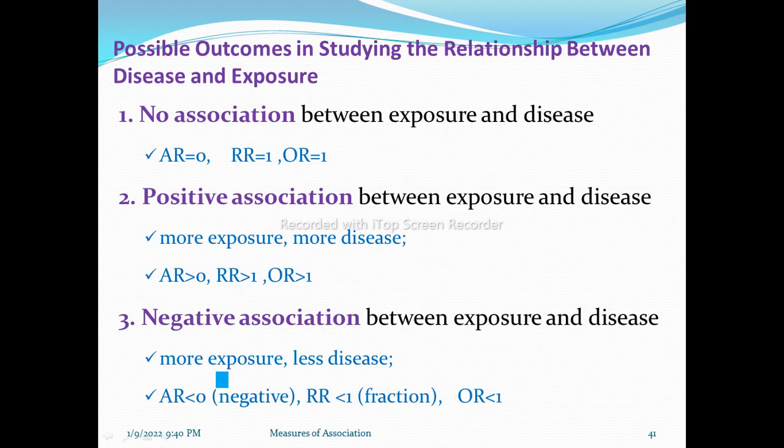Now a very essential concept is this one: possible outcomes in studying the relationship between disease and exposure. The outcome may be no association between exposure and disease. To say no association between exposure and disease, the odds ratio should be 1, the relative risk should be 1, and attributable risk should be 0.